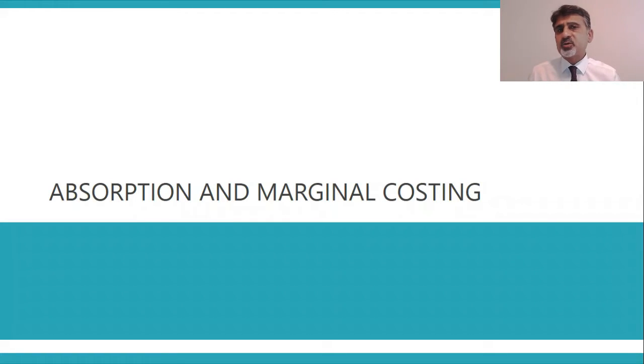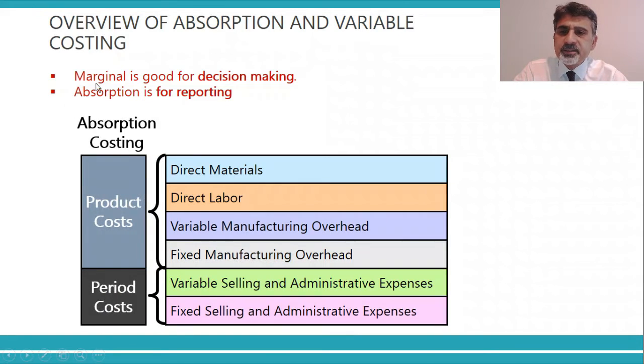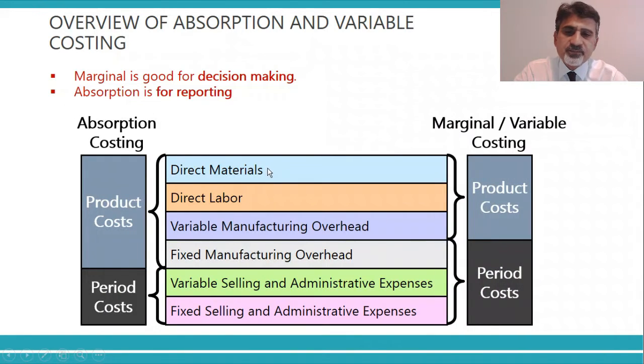Marginal costing method is also called variable costing method. So let's see how the marginal costing method works. If you remember, we have 6 types of cost. We have direct materials, direct labor, variable manufacturing overheads, fixed manufacturing overheads, then variable selling and administrative expenses, and fixed selling and administrative expenses. Out of these 6 types of cost, the first 4 are called production cost: direct material, direct labor, variable manufacturing overhead, and fixed manufacturing overhead.